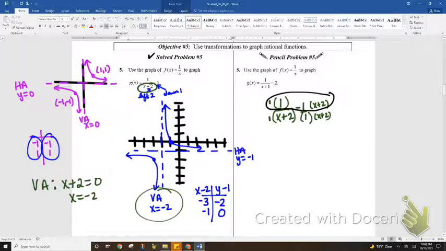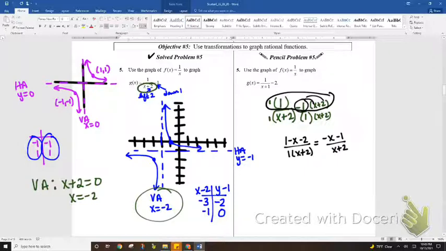So 1 times 1 is 1. And then I'm going to distribute this negative 1. So I have minus x minus 2 over that common denominator, which is what we got when we multiplied them. So I'm going to combine like terms in the numerator. So I got negative x minus 1 over, multiply the denominator, that's x plus 2.